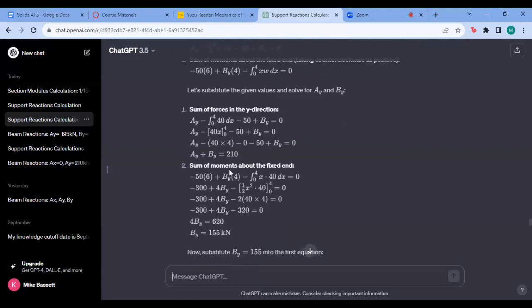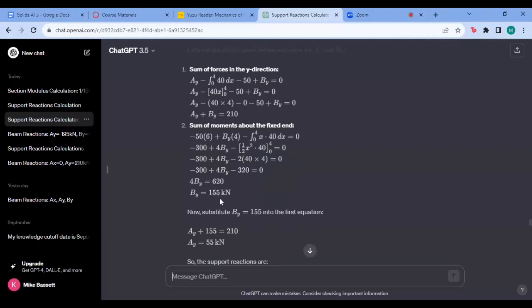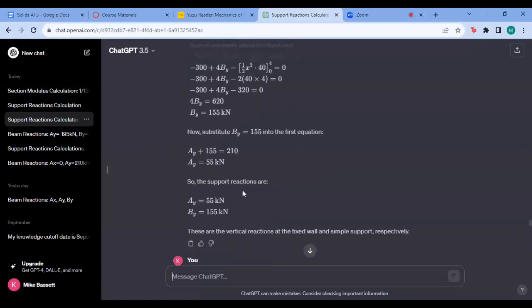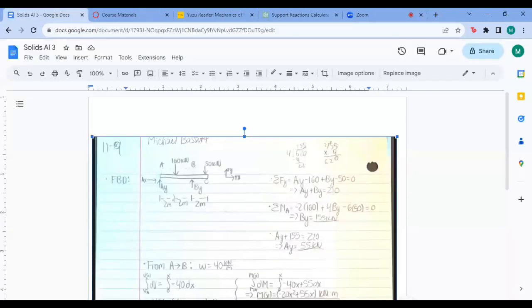And from the sum of moments, it got BY equals 155 kilonewtons, which is correct. Then substituting back into this equation, it got AY equals 55 kilonewtons. Therefore, AY equals 55 kilonewtons and BY equals 155 kilonewtons. And I have my work here.